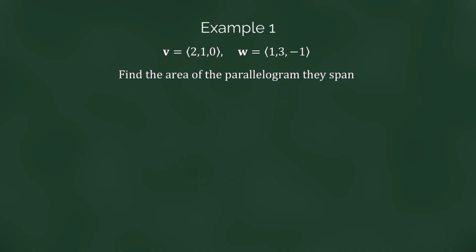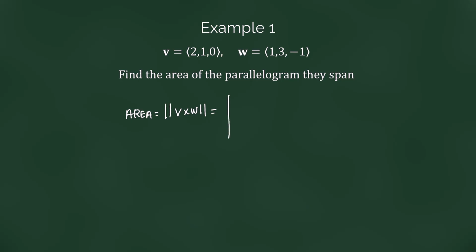Let's take a look at some examples. We'll start off with an area example. So here we have the vectors <2, 1, 0> and <1, 3, -1>, and we want to find the area of the parallelogram that they span. I'm not good at drawing in 3 dimensions, so I'm not going to attempt to draw those 3-dimensionally, but we know that the area of this is going to be the same as the magnitude of their cross product.